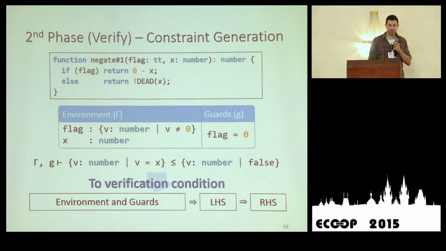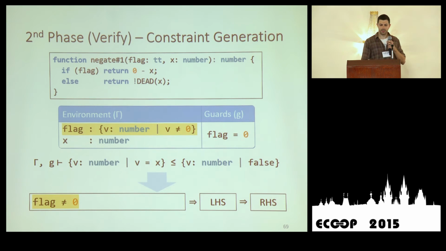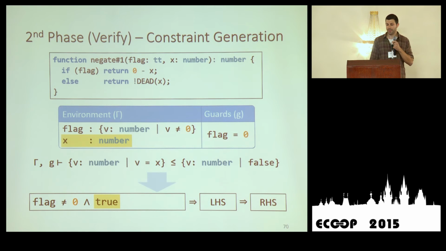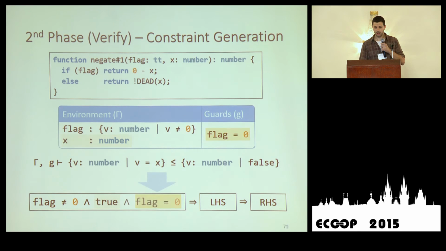And finally, we produce a verification condition, which is basically the construction of a logical implication based on the above subtyping constraint. This has to take into account the environment and the guards that we've seen so far, and also the left-hand side and the right-hand side of the subtyping constraint. So if we want to populate this implication, we first add the first part of the environment with the necessary substitutions. Now the second part, X doesn't have a logical predicate, so a trivial true is implied in this case. We also add the flag equal to 0, the guard.